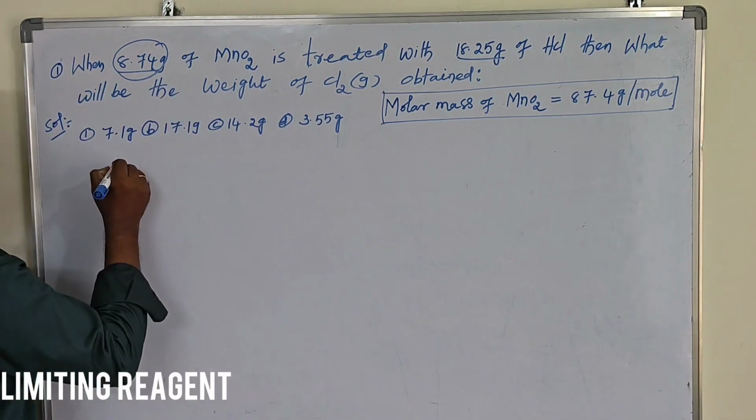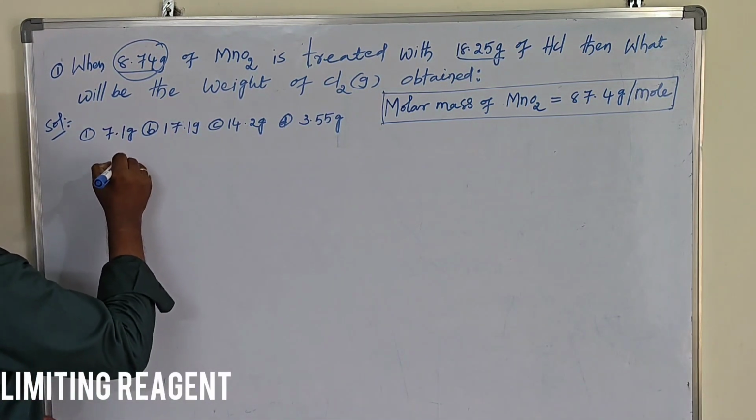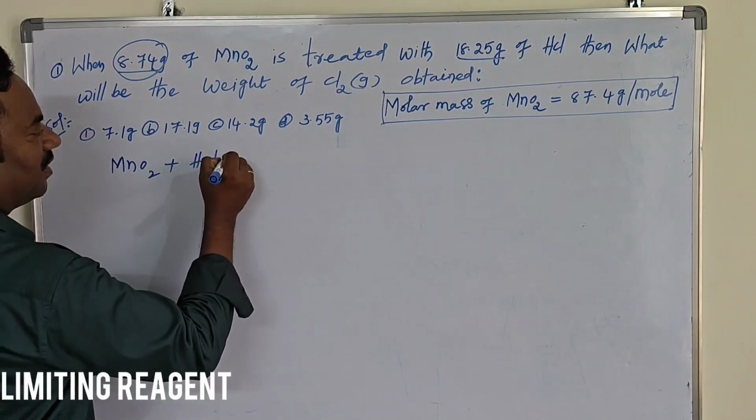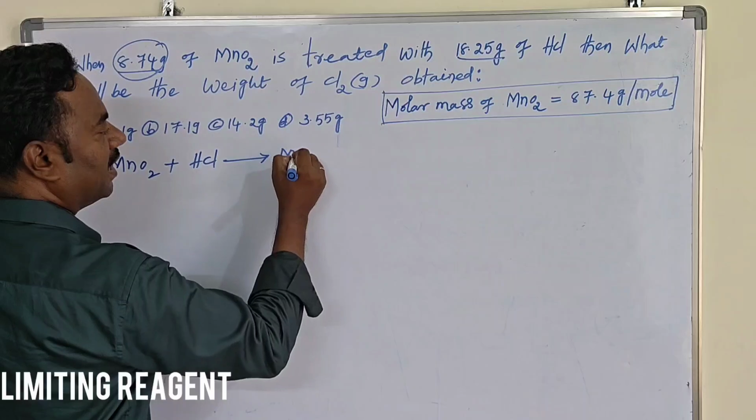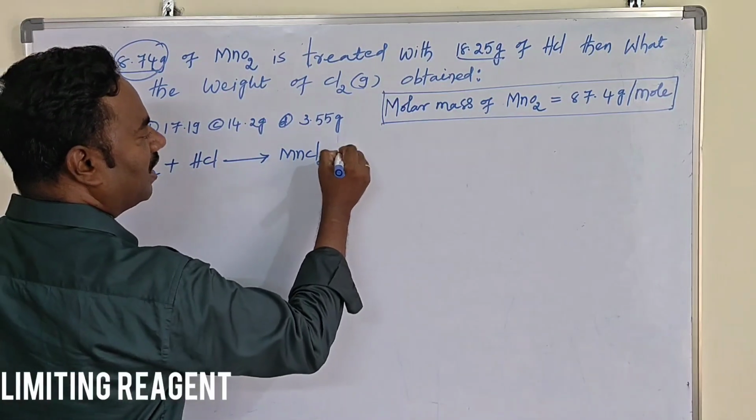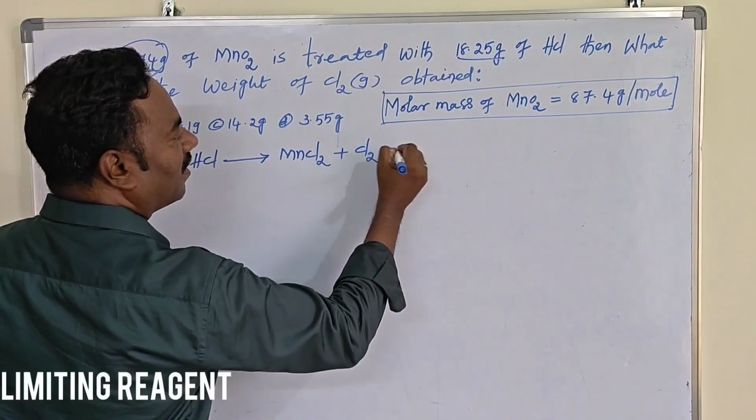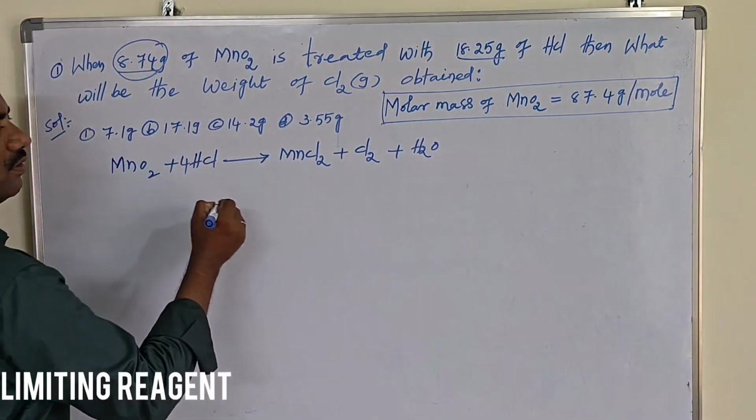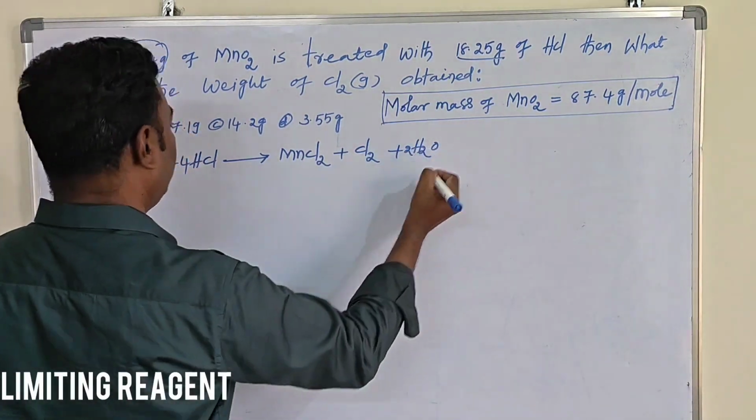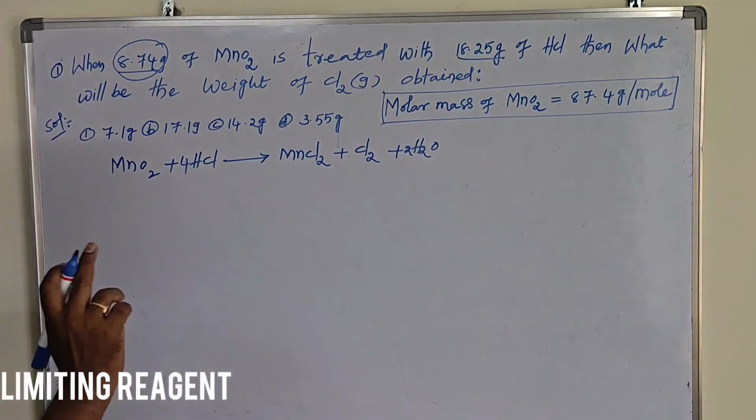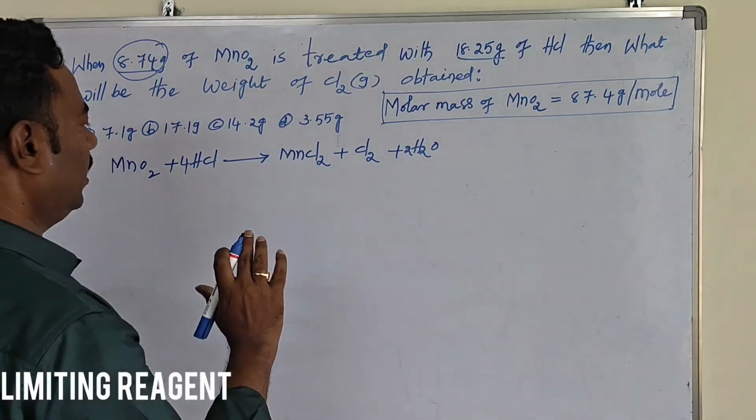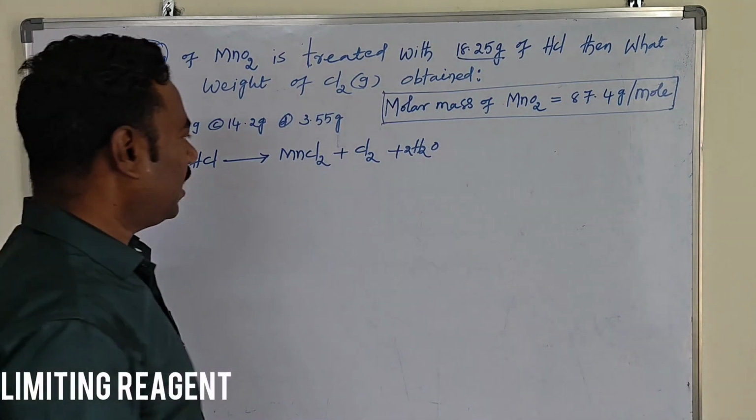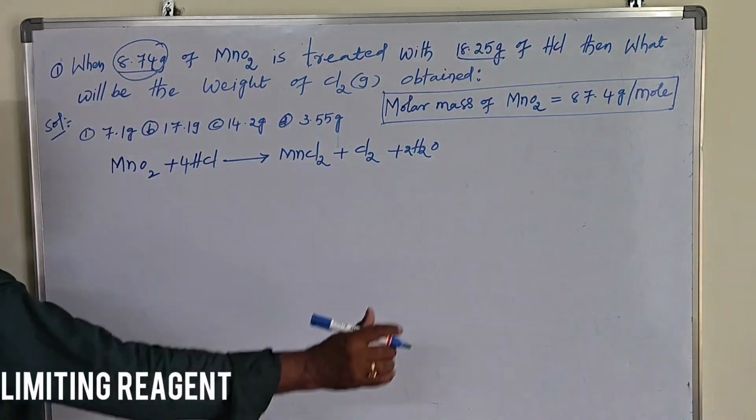Now the chemical reaction is MnO2 plus HCl gives rise to MnCl2 plus Cl2 and H2O. Here 4 HCl, here 2 H2O. 2 into 2 gives 4 hydrogens, so 2 chlorines in the product and 2 in MnCl2, making 4 chlorines. Okay. This is the balanced chemical equation.